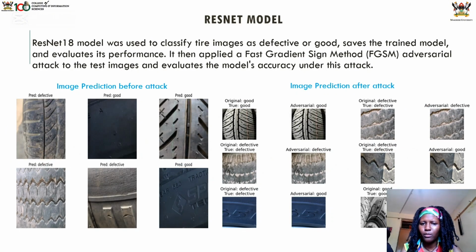Yes, so I'm going to take you through the ResNet model. Here we created a model that extracts features using ResNet, and then it identifies whether the images are good or not. From there, we have the fast gradient sign method, FGSM. It applies adversarial attacks to the images, and then the ResNet model will re-identify them, will re-predict the images.